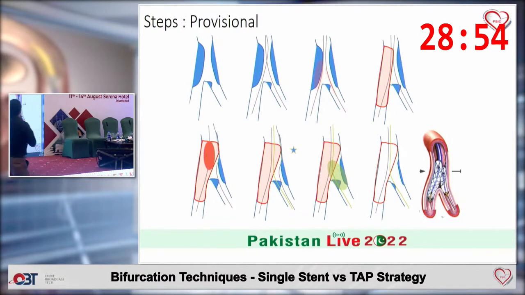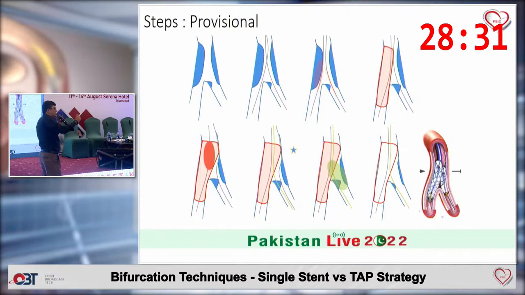So we'll discuss it. First, we wire both branches, and we balloon or pre-dilate the main branch, and we do a POT. For example, in this case, we pre-dilate and we put in a stent. The next step is the stent, and we do the proximal optimizing technique, as Professor Tanvir rightly pointed out, that you have a sized balloon.